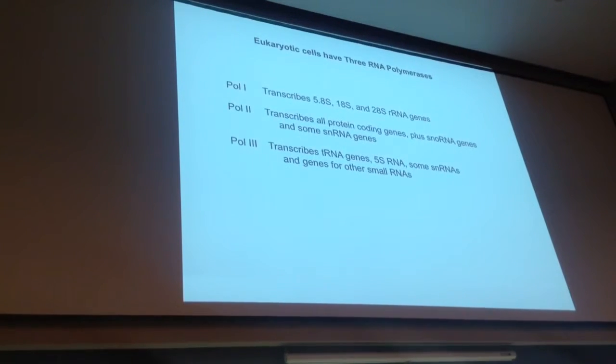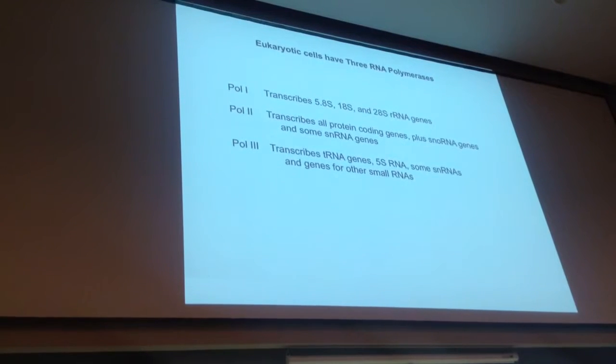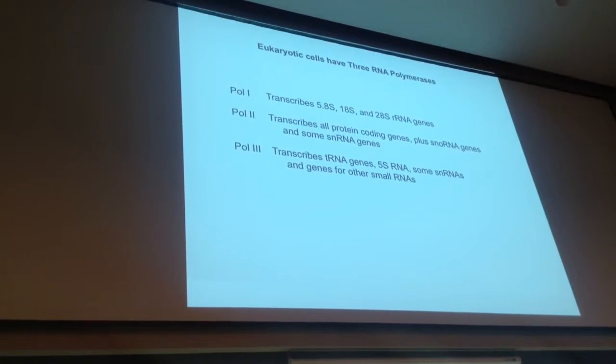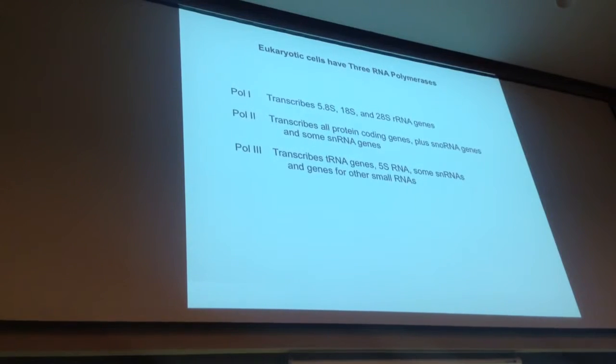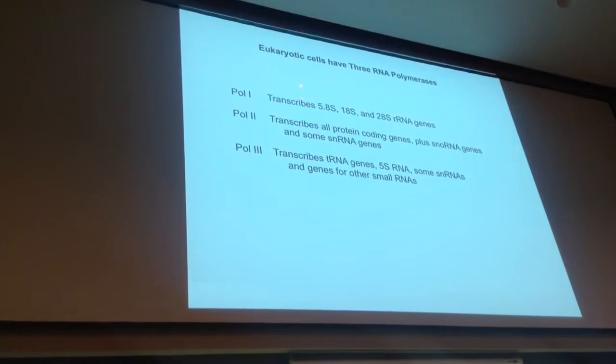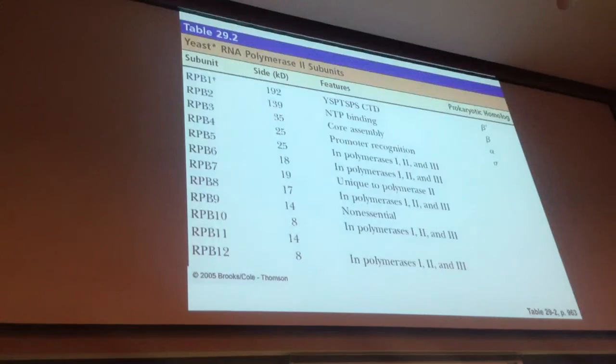They are differentially sensitive to the poison that comes from amanita mushrooms. So when you go out in the woods and you see that red mushroom with the white spots, amanita, if you eat it, it's poisonous and can kill you because it inhibits these polymerases. Polymerase 1 is less sensitive. Polymerase 2 is very, very sensitive. So at one time we used it to distinguish these.